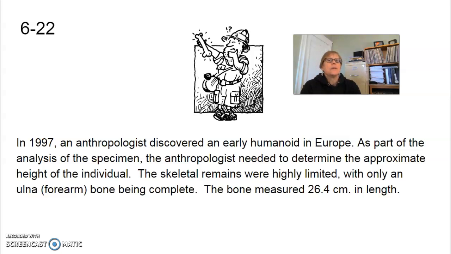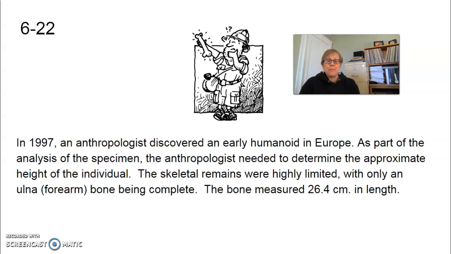In 1997, an anthropologist discovered an early humanoid in Europe. As part of the analysis of the specimen, the anthropologist needed to determine the approximate height of the individual. The skeletal remains were highly limited, with only an ulna, or that's your forearm bone, being complete. The bone measured 26.4 centimeters in length.